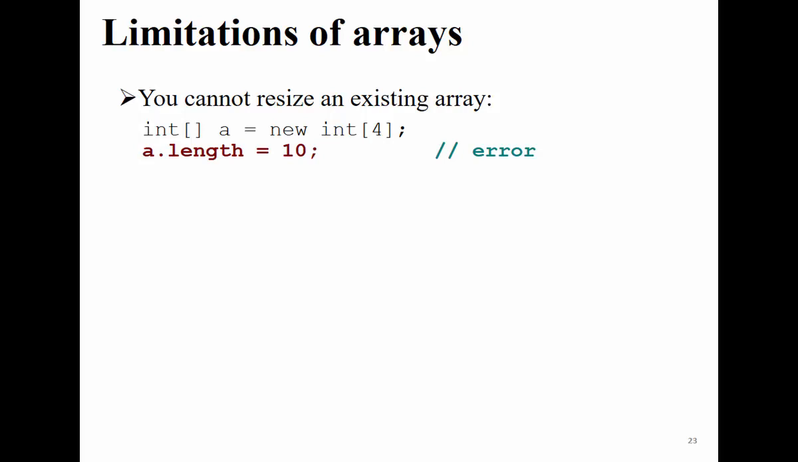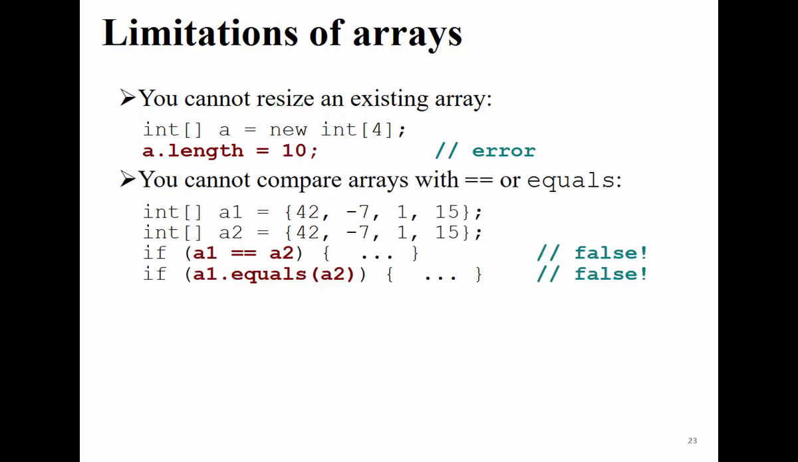There is a limitation for the array. We already mentioned that. Once you define the array of int with 4 elements, you cannot go and say a dot length. This is not acceptable, because a dot length is read-only. You cannot extend the array once you create it. 4 elements means 4 elements. Now, arrays will not do equals by itself.